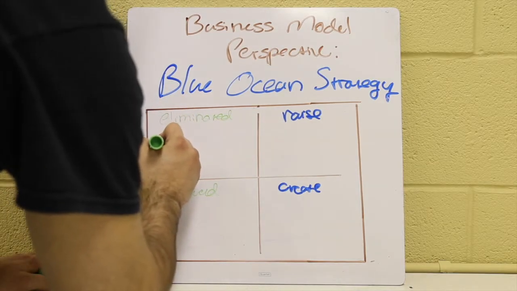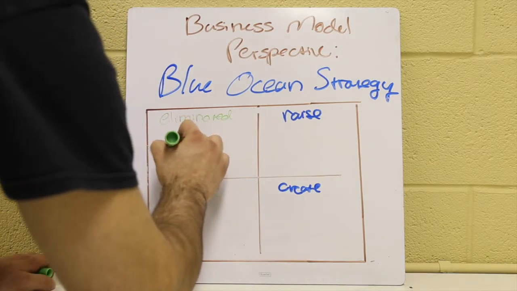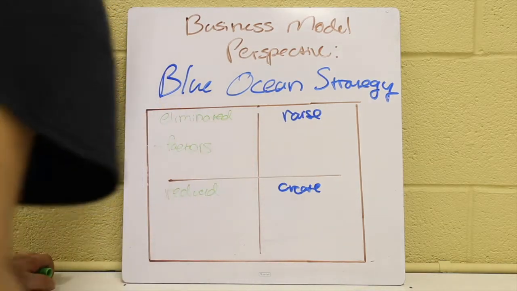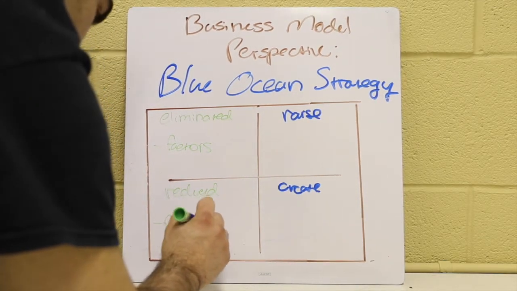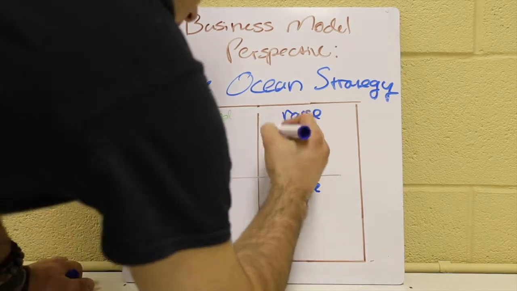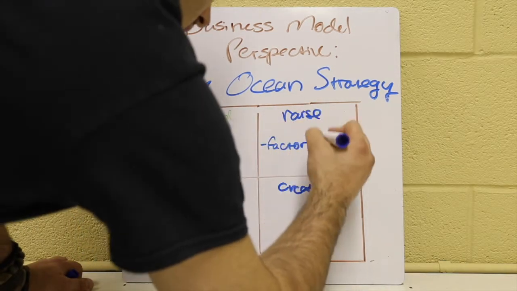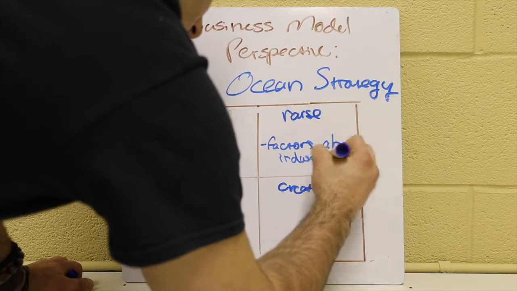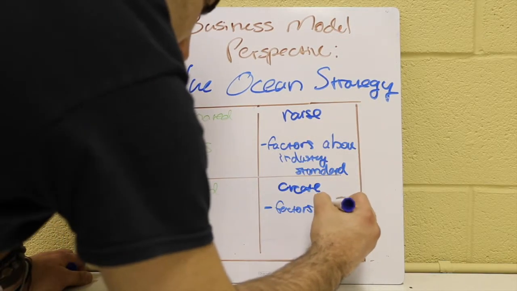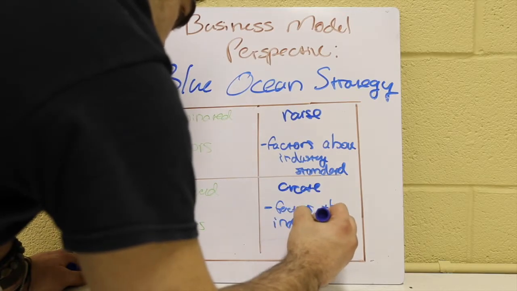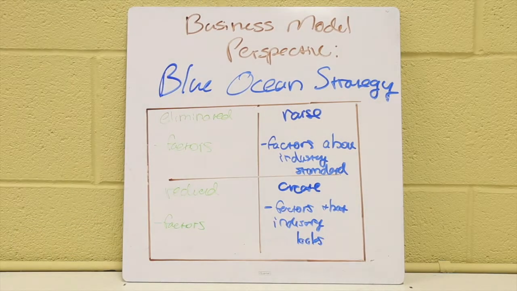So when we look at elimination, it looks at which factors you need to eliminate in order for your industry to be more efficient. And again, similarly, which factors in each building block can be reduced, as well as for raise, create. Once again, factors that can be raised above industry standard and factors that an industry lacks. That, of course, should be created.